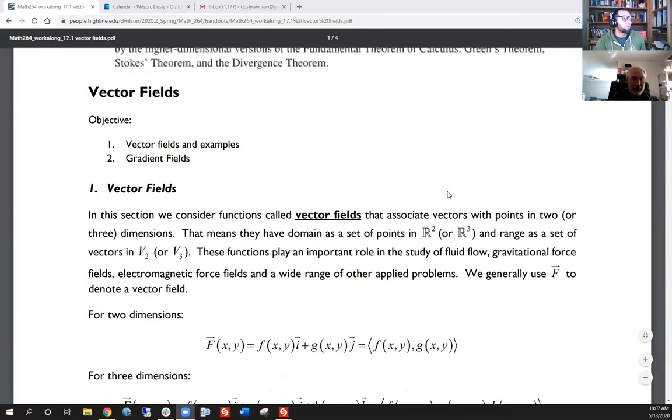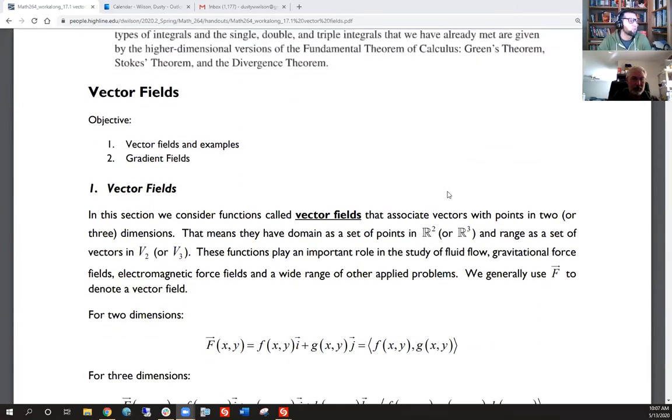So we are talking about vector fields, and we've got two objectives for this section. We're going to talk about vector fields and give a whole bunch of examples, and then we're going to spend a little bit of time talking about gradient fields because they're a pretty famous and popular type of vector field that we will play with in this chapter.